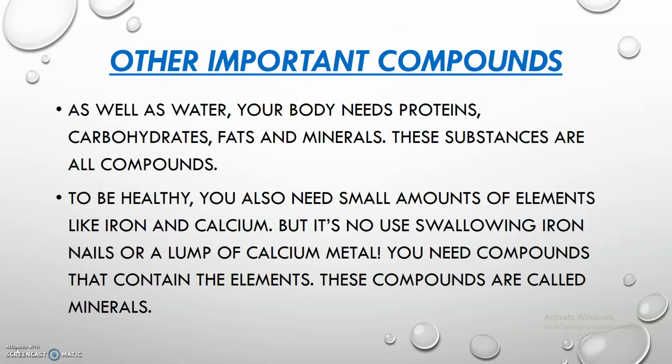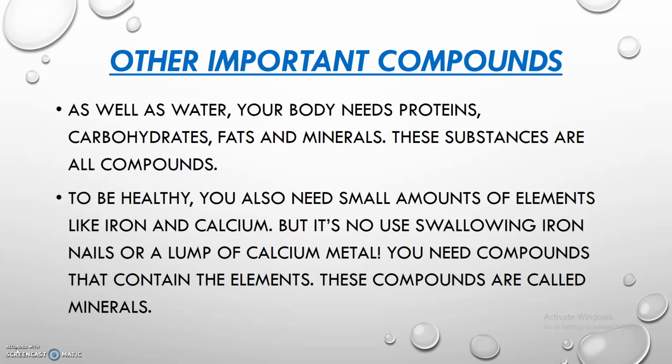Now other important compounds are: your body needs proteins, carbohydrates, fats and minerals. These substances are all compounds. Okay, you all may have heard about proteins which we are getting from egg, meat, fish, etc. Carbohydrates from rice, potato, etc. Fats from egg and all. Then minerals from most of the fruits and vegetables. Anyway, these are the essential nutrients of our body which we are taking in through food. Okay, these substances are also compounds.